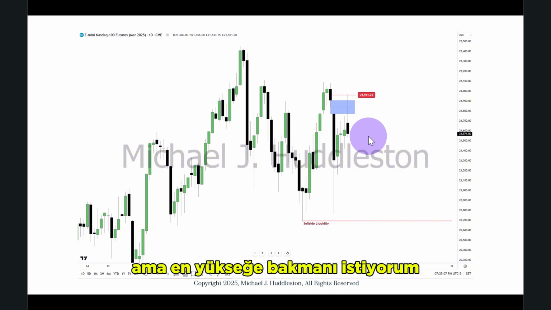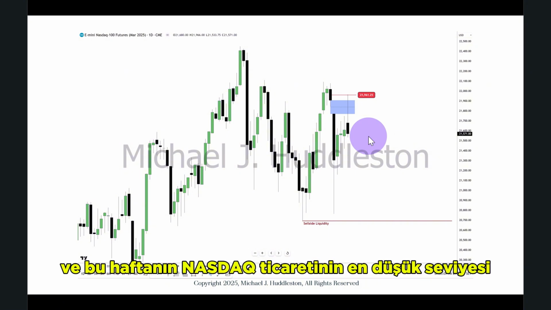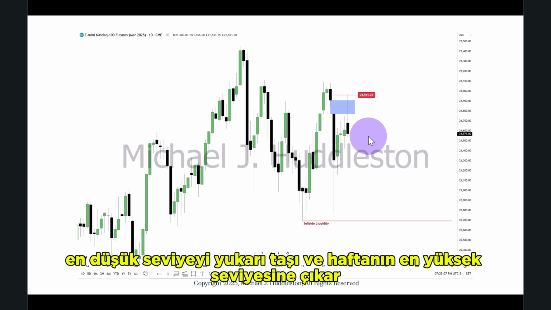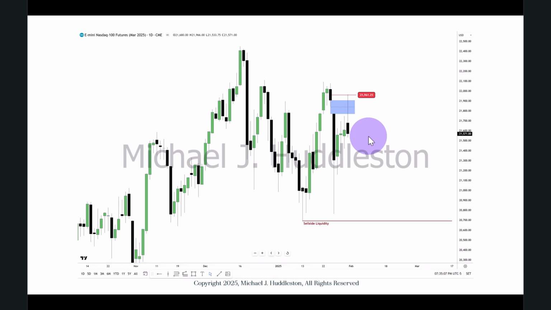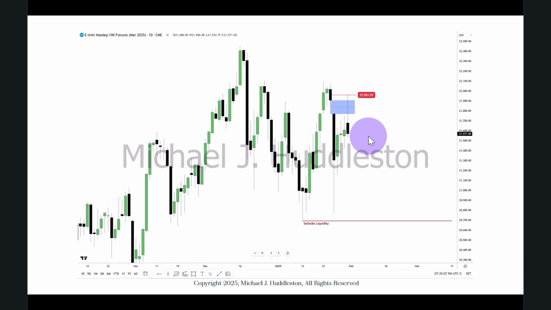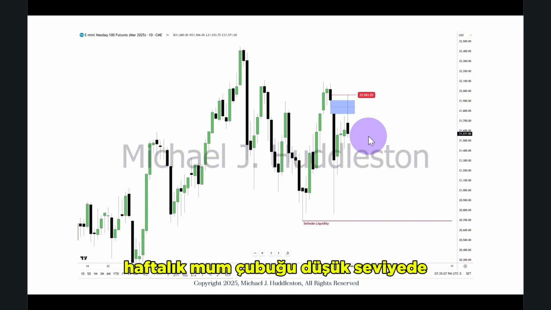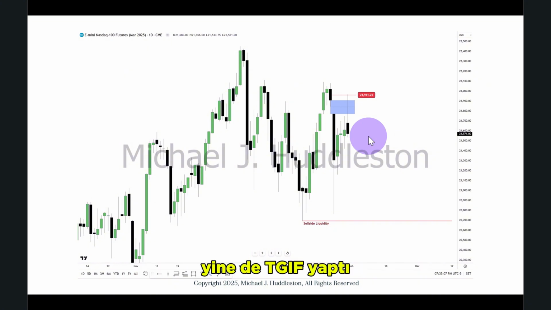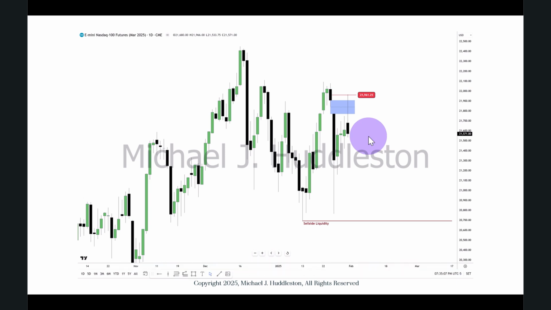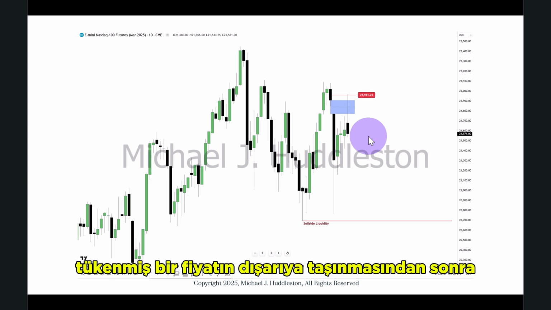But I want you to look at the highest high and the lowest low of this week's trading for NASDAQ. And simply go to a weekly chart and drop a Fibonacci from the low and drag it up to the high of the week. And what you'll see is, even though we have a very wicky weekly candlestick on the low, it still did a TGIF, which is it trades back to 20 to 30% of the weekly range after having some exhaustive price move to the upside.